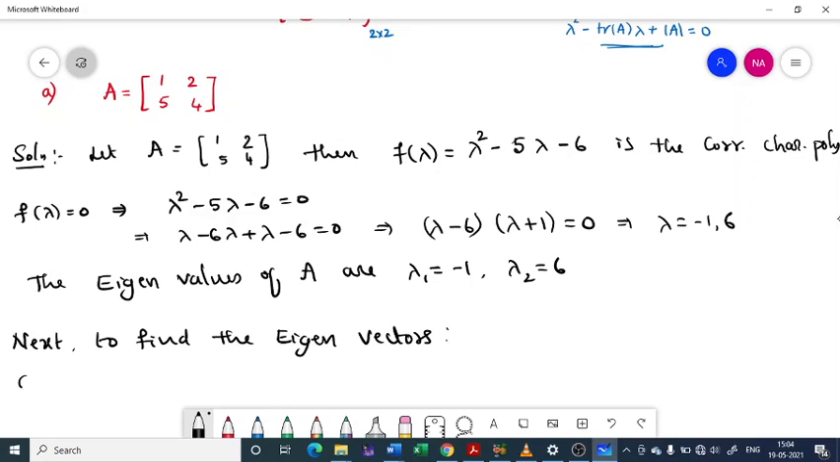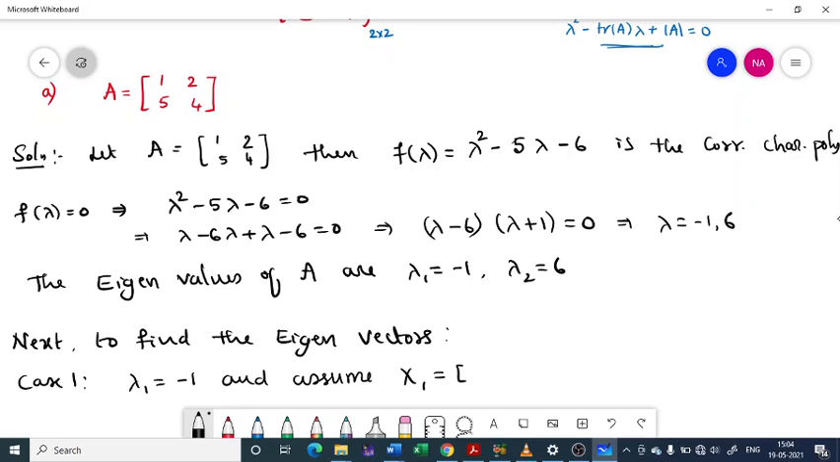So first, case 1. There are two eigenvalues, right? Two cases we need to consider. So first case, lambda 1 equal to minus 1. You have to write the first eigenvalue, and assume the first eigenvector, right? You can take x1 or simply you can take x, no problem. So I will take x1 just to specify it.